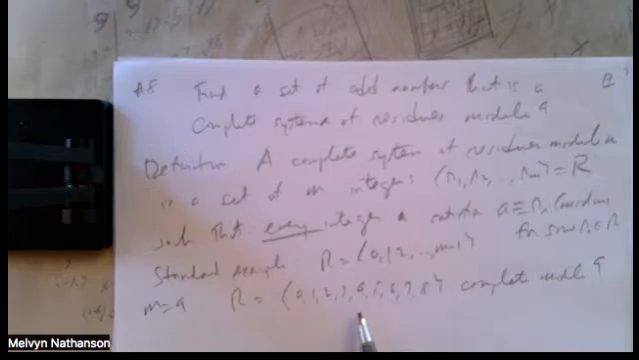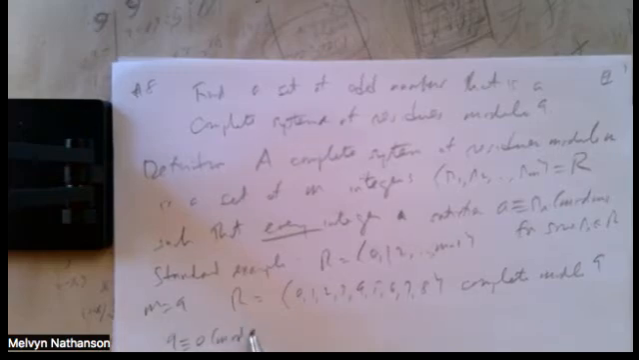But these numbers are not all odd. I have even numbers in here. And the problem is to find a set of odd residues. So what can we do? Well, I want to replace 0, 2, 4, 6, and 8. So 9 is congruent to 0 mod 9.